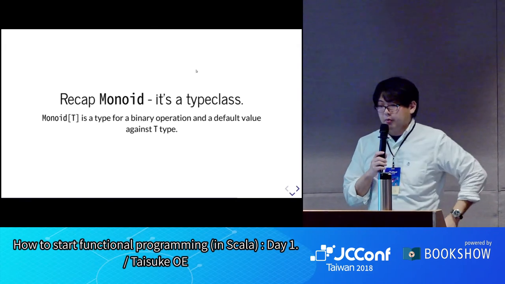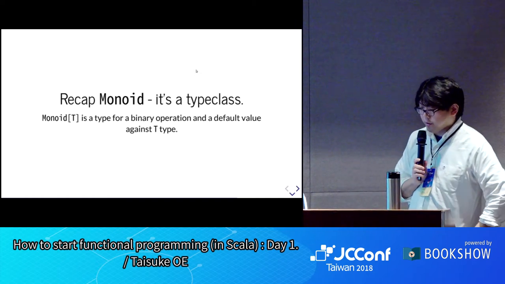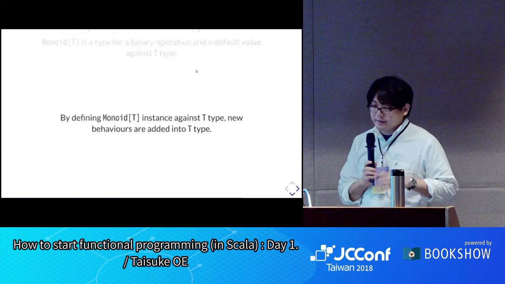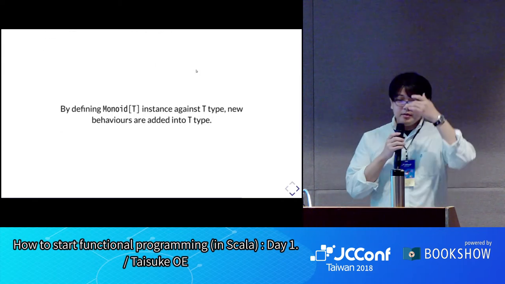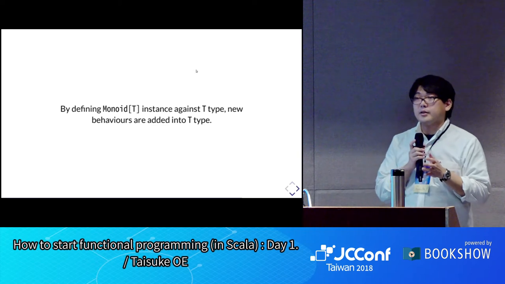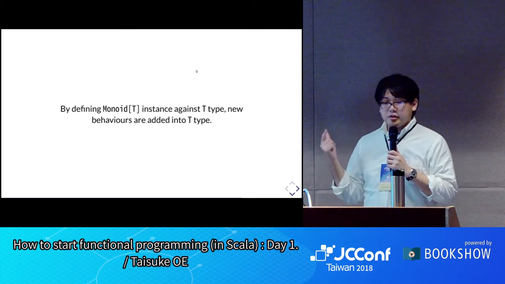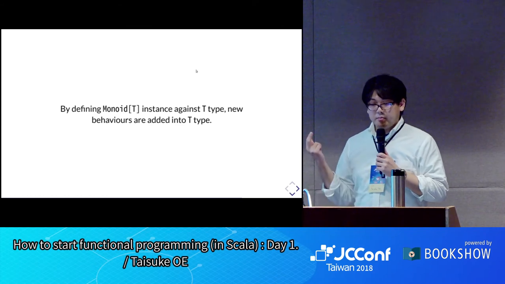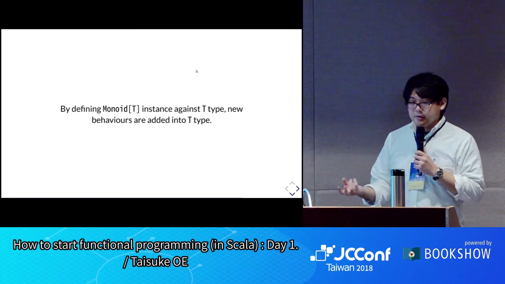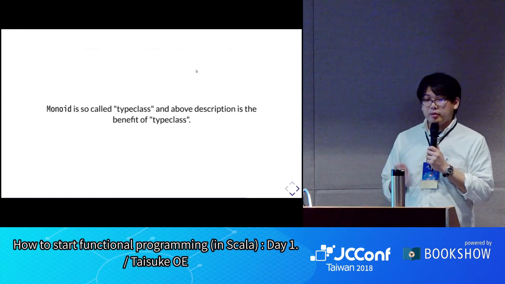Okay, so let's wrap up the monoid. Actually, monoid is a type for a binary operation and the default value against a T type. This kind of type is called a type class. Because by defining a Monoid[T] instance against a T type, new behaviors are introduced, added into the T type. In this case, integer, string, option and pair, a Tuple2, newly get the operations, which have the default value and also the binary operation, right? This kind of type is so-called type class.